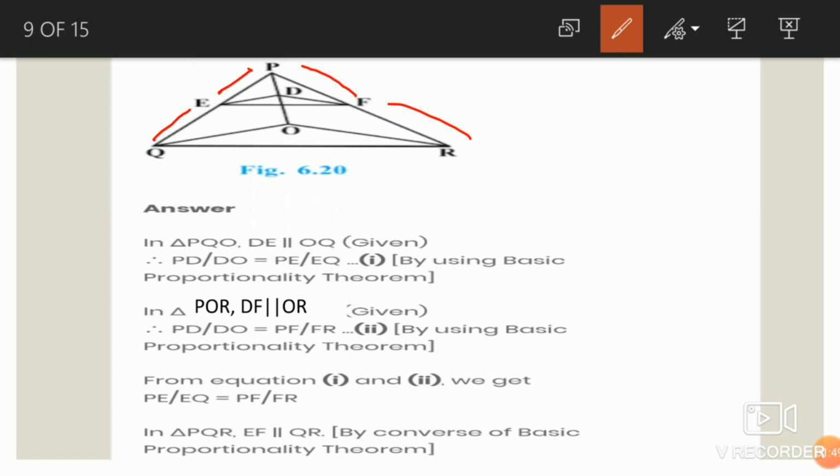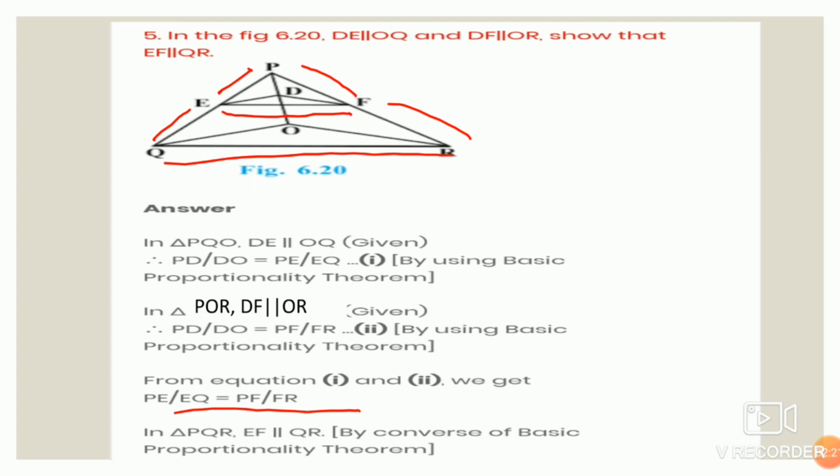Now let us focus on triangle PQR. In triangle PQR, what can we say? That PE by EQ is equal to PF by FR. We have just got the value right over here. Therefore, by converse of basic proportionality theorem, we can say that the points joining them, EF and QR, are parallel. So by converse of basic proportionality theorem, EF is parallel to QR.